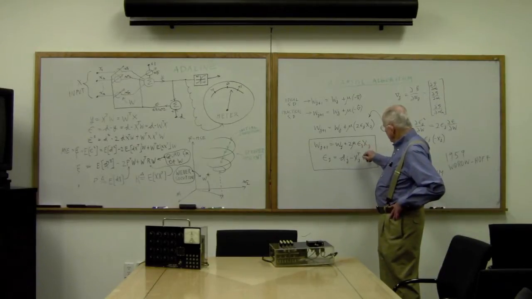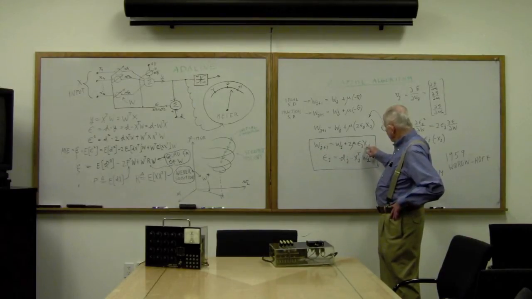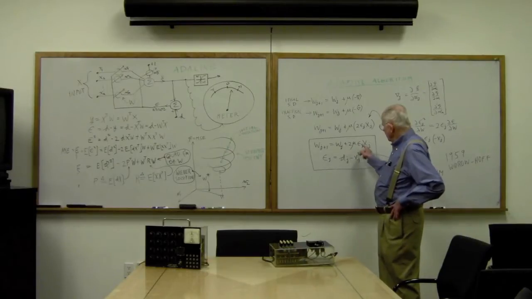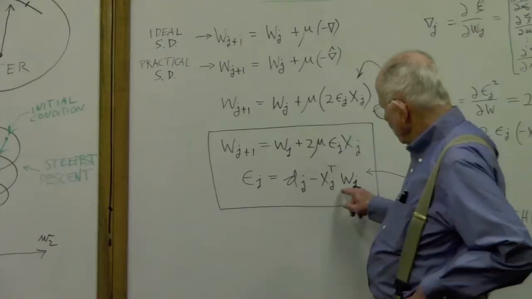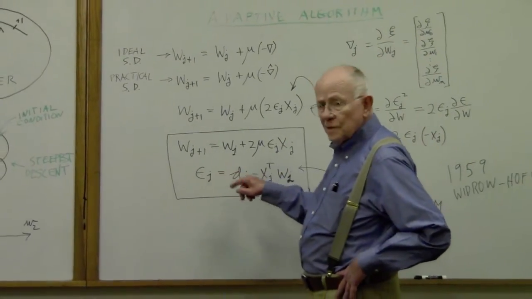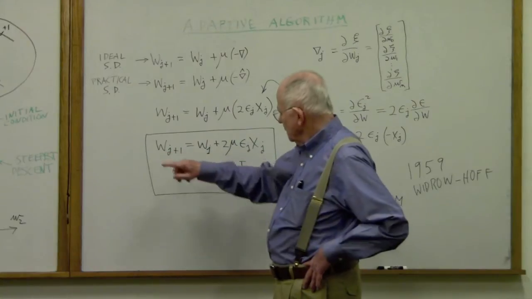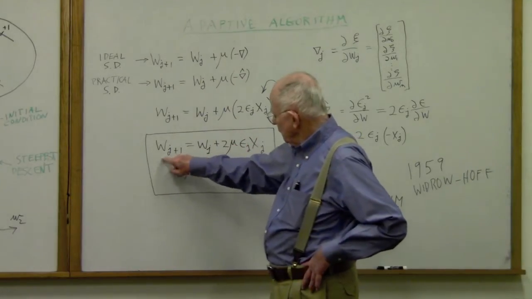When the error is positive, you add the x vector to the w vector to get the next w vector. When the error is negative, you subtract the x vector from the present weight vector to get the next weight vector. But the objective of all this is to make the error small. The error is the difference between the desired response, in other words what you want, and what you've got. So the error is sometimes positive, sometimes negative. When it's positive, you add the x vector to the w vector; when it's negative, you subtract it.